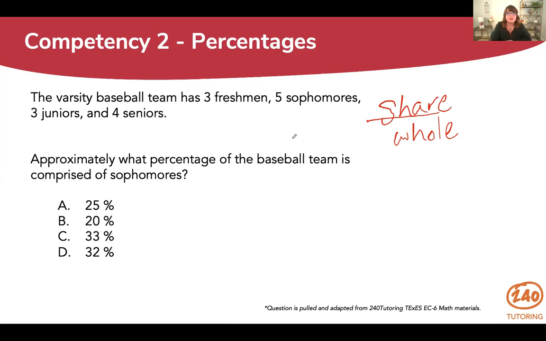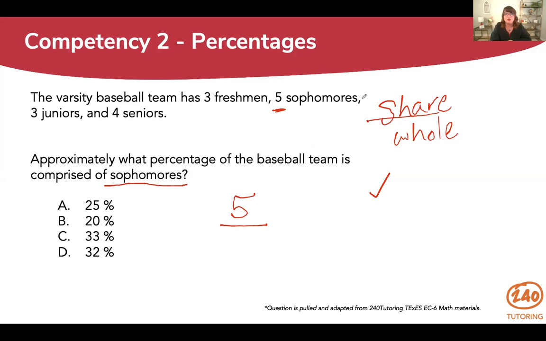In this case, the share, it's asking us for sophomores, and there were 5 sophomores. 5 sophomores. And then we've got to figure out the whole. Well, how many people are on the baseball team? We just add these numbers up.